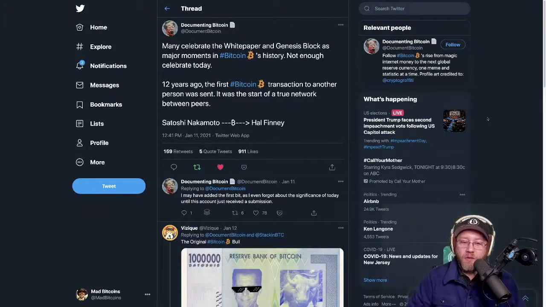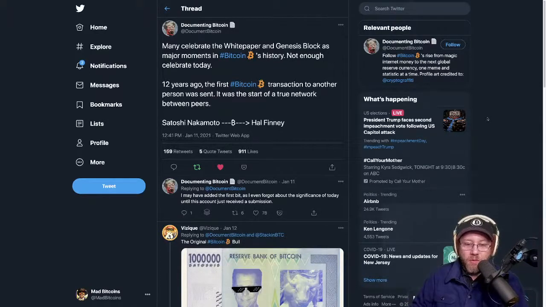12 years ago, the first Bitcoin transaction to another person was sent. It was the start of a true network between peers. Satoshi Nakamoto sent Bitcoin to Hal Finney. And just an incredible person, Hal Finney. Big supporter of Bitcoin, big supporter of the idea of online digital currency. Hal Finney's the kind of person, he's been on that mailing list for a long time. He's made all kinds of great comments. He's been interested in the various projects going by.